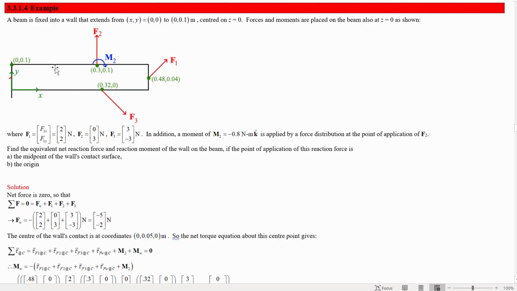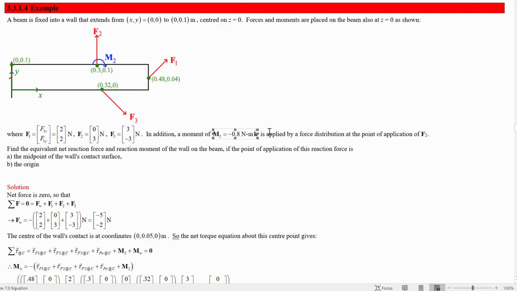All right, so suppose we have a beam that's fixed into a wall over here, and the wall extends from xy is 0, 0 to 0, 0.1. And the wall is centered on z is 0. And we're going to have moments and forces placed on the beam as shown here at these locations, where F1 is 2, 2 newtons, so 2 in x, 2 in y. F2 is 0, 3, and F3 is 3, negative 3.